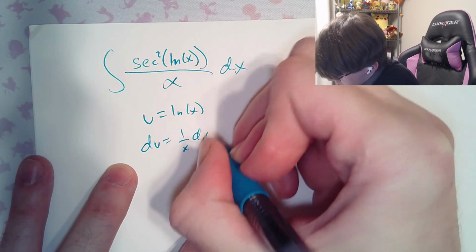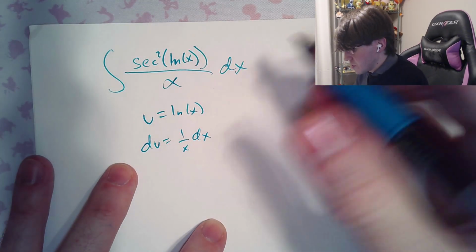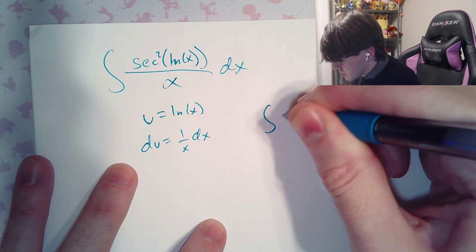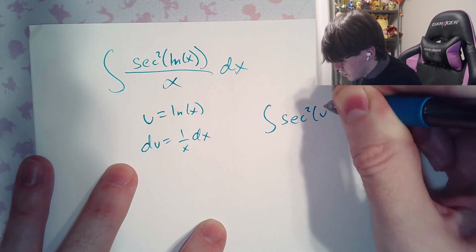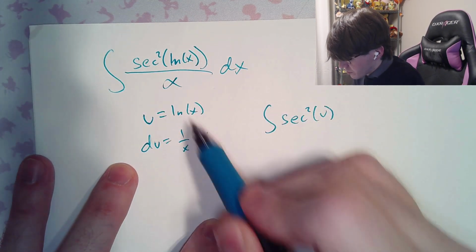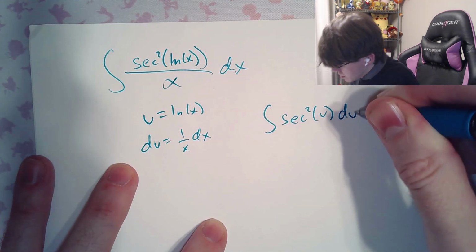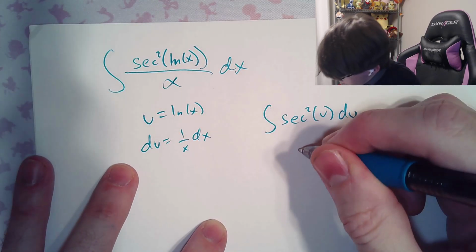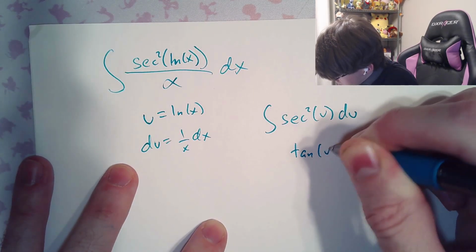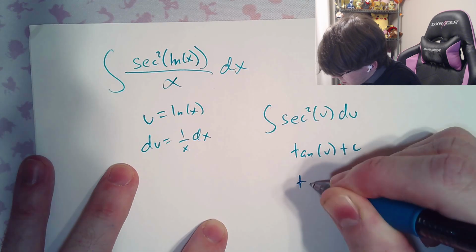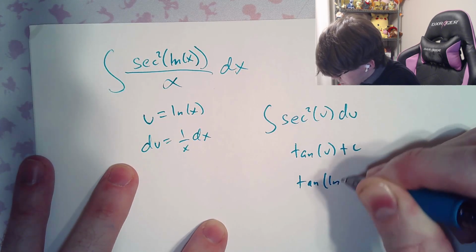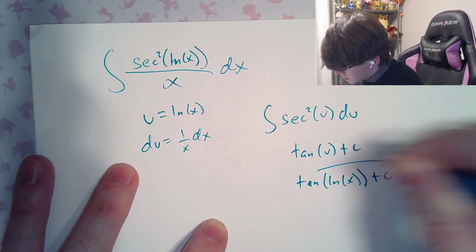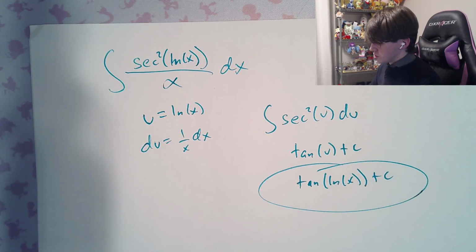Simplifying this one in, we can see that we have the antiderivative of the secant squared of u du, because there's our 1 over x dx right there. This one you just have to have memorized. The derivative of tangent is secant squared. So this one's going to be the tangent of u plus c, and therefore the tangent of the natural log of x plus c. Boom, boom, boom.